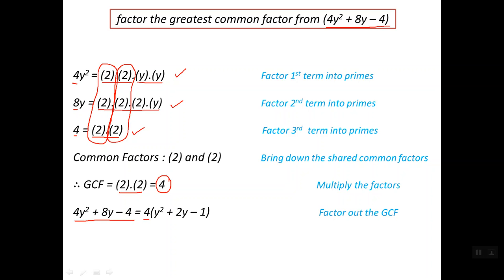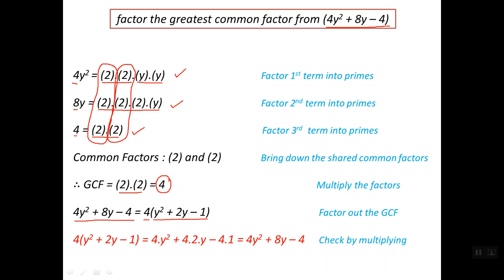So we bring the greatest common factor outside. So it will be multiplied by the remaining from 4y squared, which is y squared. The remaining from 8y is 2y. And the remaining from minus 4 is minus 1. So these are the steps of how to factor by the greatest common factor.